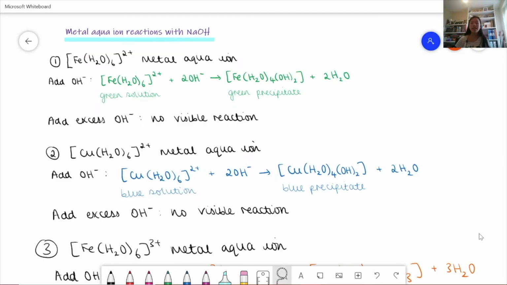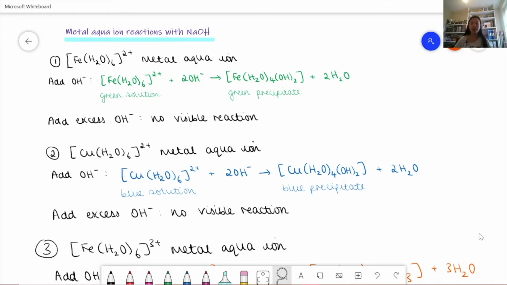Now we're going to look at metal aqua ion reactions with sodium hydroxide. So first looking at Fe2+, when we add some sodium hydroxide, the two OH- ions take away two H+ from two of the water ligands, which are coordinately bonded to the iron 2+ ion. And so what we form is a green precipitate from a green solution, and two waters are formed.